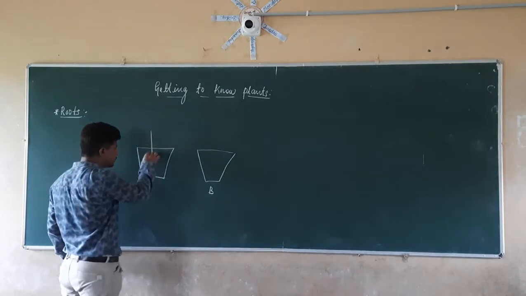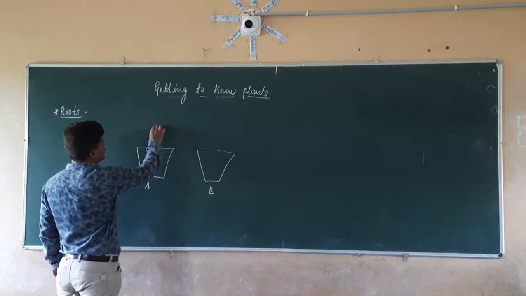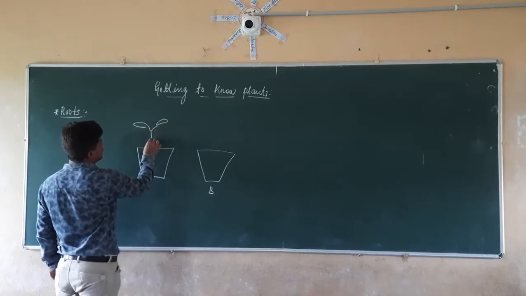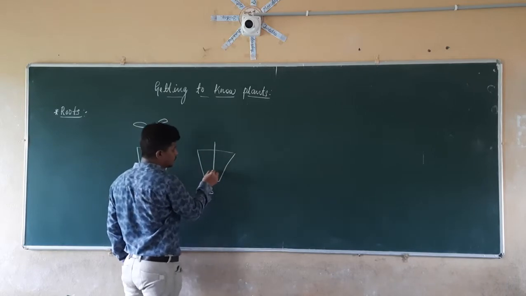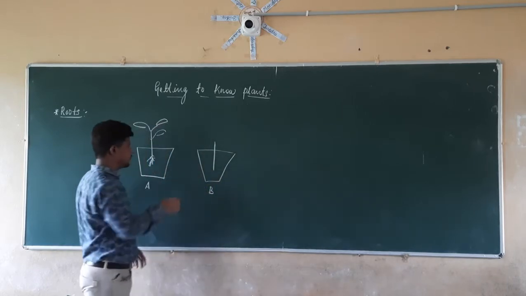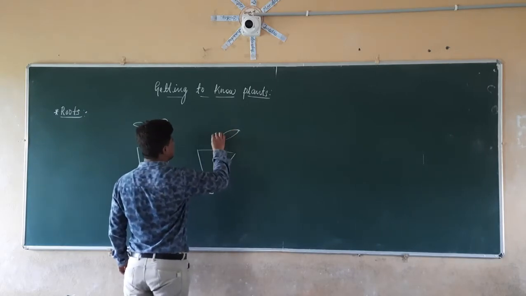And we are going to keep those plants in the pots like this. So this is the first plant. And this is the other plant, of which the root is cut. Because of that, it is not showing the root here. It is also kept in this way.